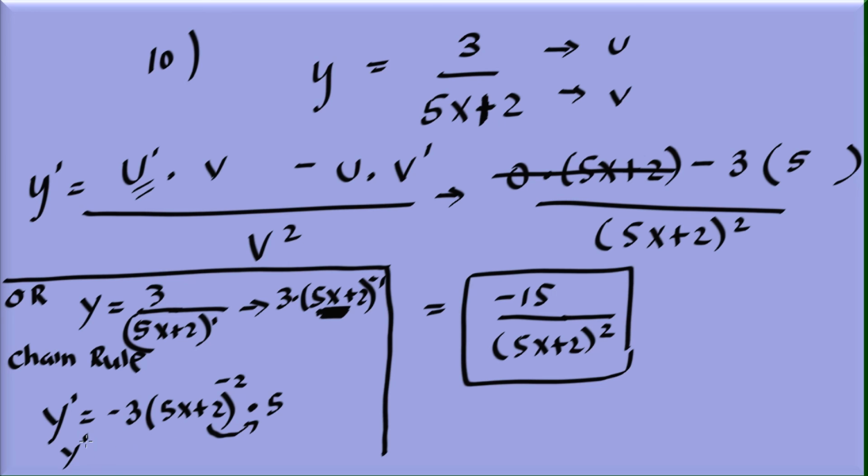And now when simplifying, this is negative 15 times 5x plus 2 raised to the negative 2. Or if you want to move this 5x plus 2 to the negative 2 downstairs, it's going to give you the same answer that we got using the quotient rule.